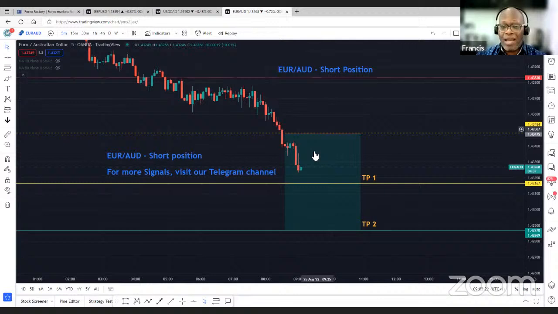I've taken partial profits here now, and no matter what happens, I cannot lose this trade because I have secured my position. Partial profits basically means you've closed some positions. If you enter two positions, you've closed one position. That is good.